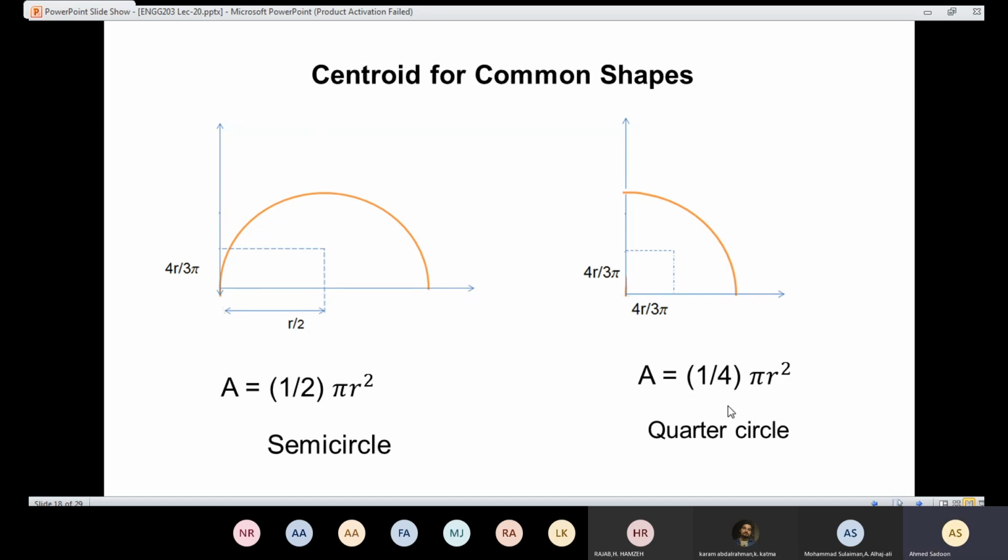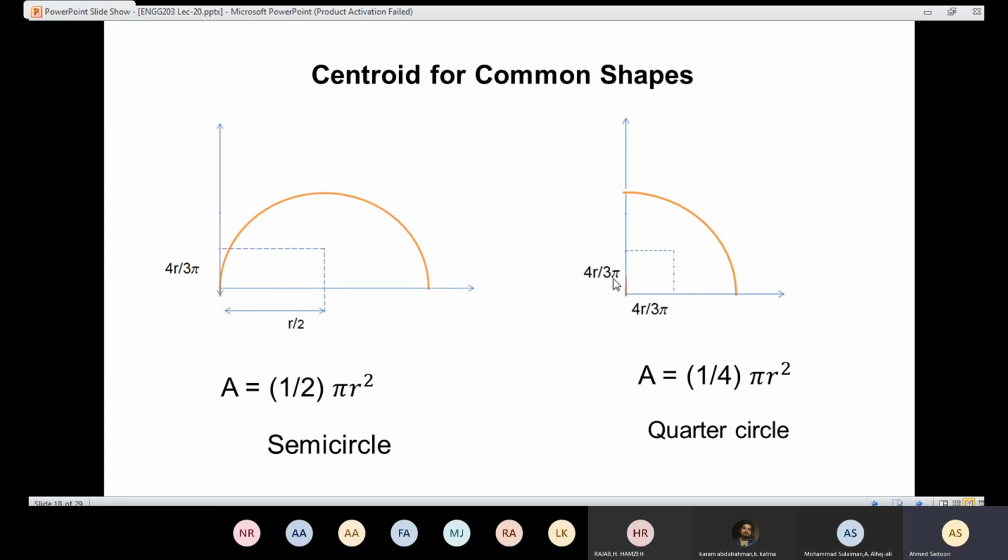Also, we could deal with a quarter circle. The area, of course, is going to be 1/4 of this one, because this one represents the area for a whole circle. If you have a semicircle, you multiply by half. Here I have a quarter circle, so in order to know the quarter circle area, you need to multiply by 1/4. If your reference is here, this one is x, this one is y, the distance in x is going to be 4r/3 pi. The distance in y is going to be 4r/3 pi.